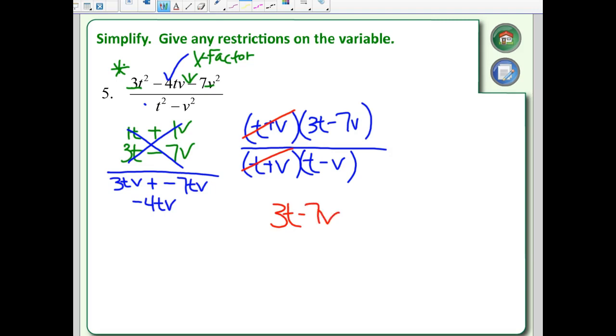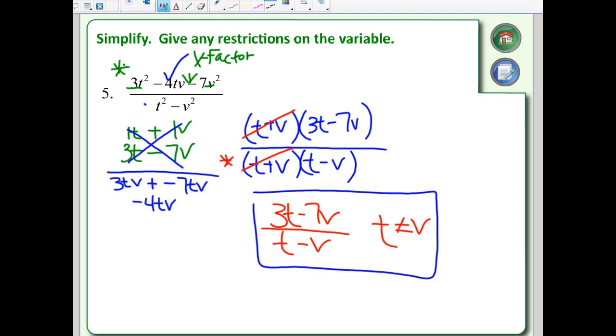All right. And then in the denominator, we got t minus v. Now, we do have letters in the denominator if we go back up here and look. So what's my restriction? Good job. Kind of weird. T cannot equal v. What would happen if t equaled v and we were subtracting? Yeah, we'd get 0. So that is my restriction. All right, final answer. Great job.